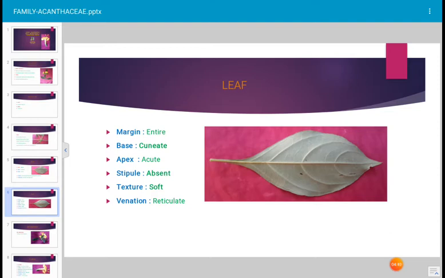Stipule. What is a stipule? A leafy structure. If it is present at the base of the petiole, then the leaf is described as stipulate. In Barleria, the stipule is absent. If the stipule is absent, the leaf is described as exstipulate. Okay. The texture of the leaf is soft. Venation: reticulate venation is there in the leaf. If reticulate venation is there, then the plant is a dicot. It is a dicot plant. Next slide.